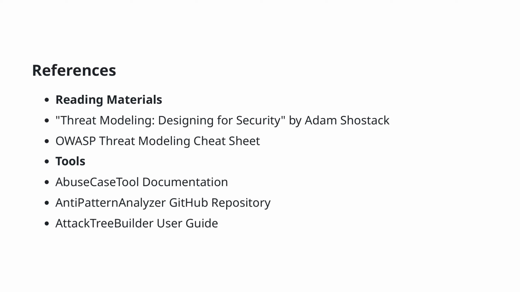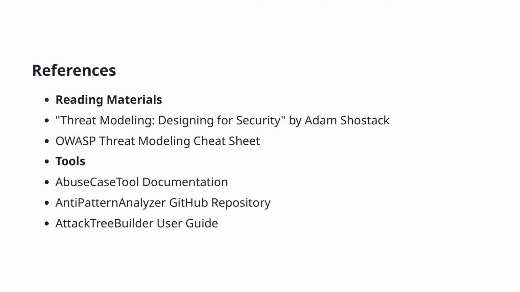On this slide, we have a list of references that will further aid your understanding and implementation of threat modeling within your security practices. For reading materials, I highly recommend Threat Modeling: Designing for Security by Adam Shostack. This book offers deep insights and practical advice on designing secure systems. Additionally, the OWASP Threat Modeling Cheat Sheet can serve as an excellent quick reference guide for key concepts and strategies.